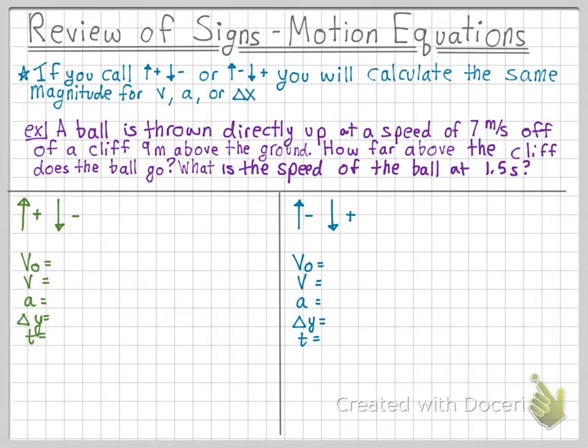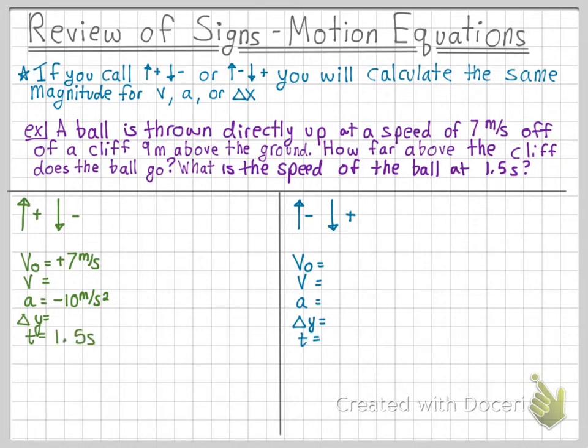Now let's answer this second question. What is the speed of the ball at 1.5 seconds? So let's fill in our tables again. We know the initial velocity on the left, where up is positive, is going to be 7 meters per second. We don't know the final velocity. We know acceleration is down, so gravity is going to be negative 10 meters per second squared. And our time is 1.5 seconds.